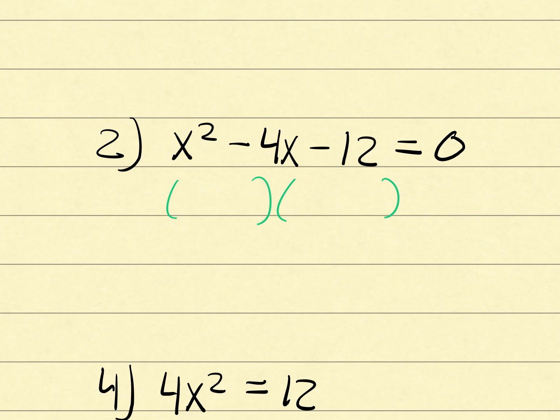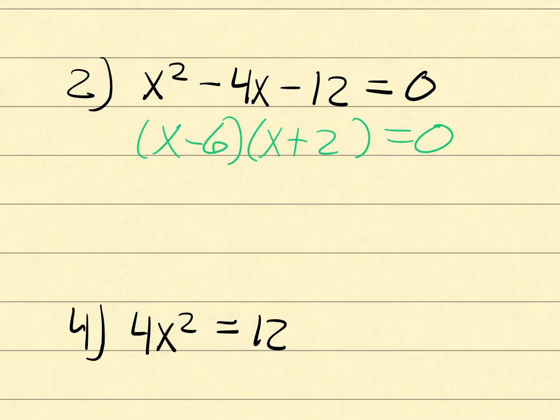All right, so we're going to have x minus 6 and x plus 2. Negative 6 times 2 is going to get us negative 12. When you add them, you should get negative 4. Equals 0. All right, what do we do now?